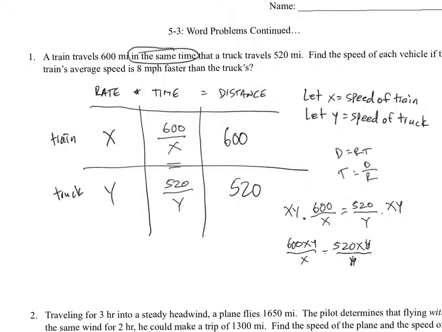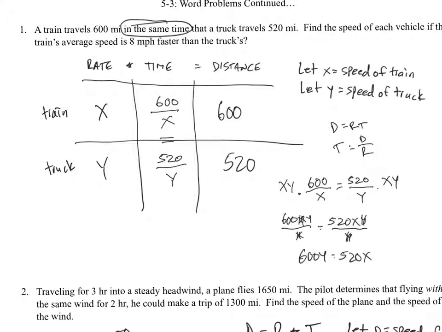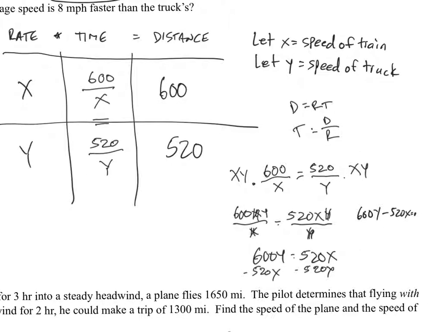The y's cancel out, the x's cancel out, and you're left with 600y equals 520x. Now that's still not standard form. I mean, we're not dealing with lines, but let me just do something else here. If we subtract 520x from both sides, look at this. We have 600y minus 520x equals 0.